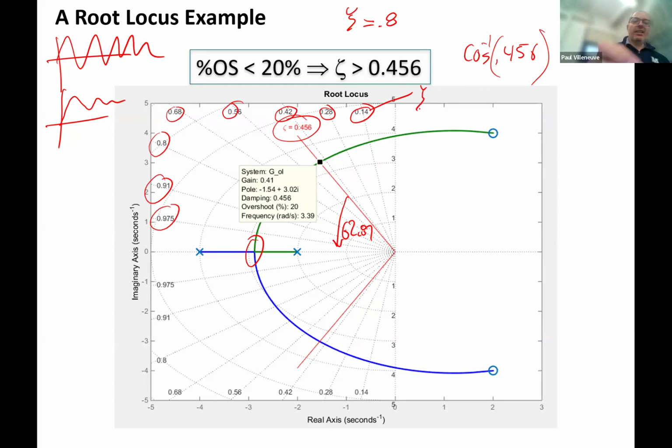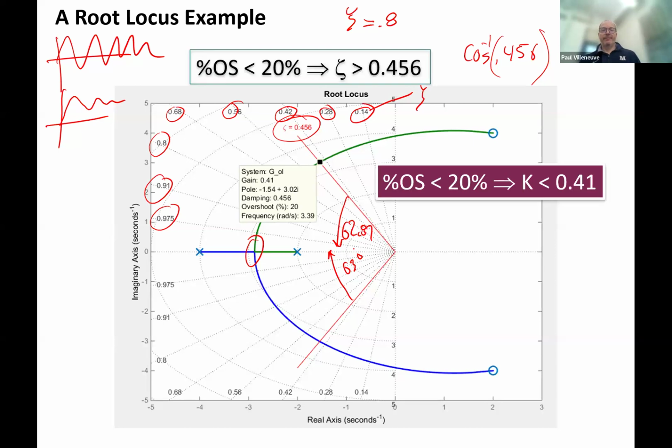So this one that is here was drawn by hand. That angle is almost 63 degrees. And then the same thing over here. This is 63 degrees as well. So K had better be less than 0.41. Because as I increase K, which direction do I go? Go to the right? How do you know?